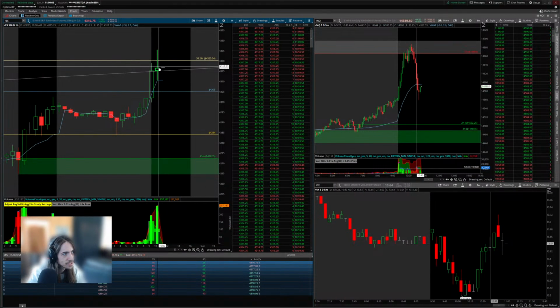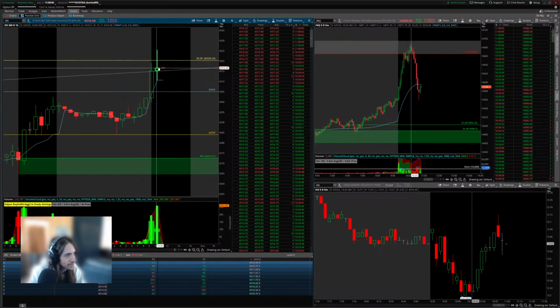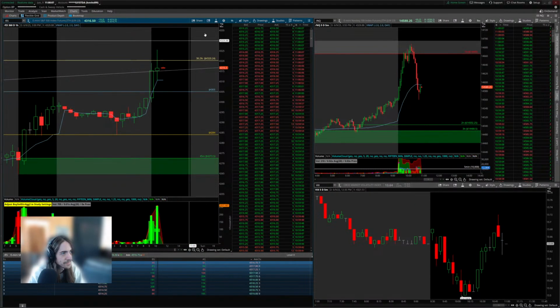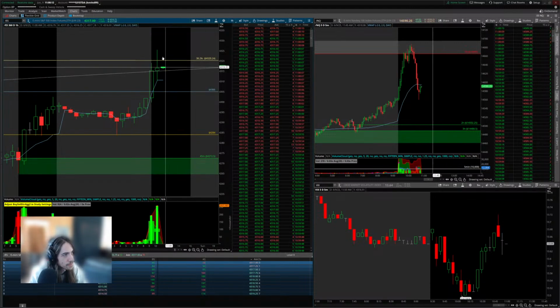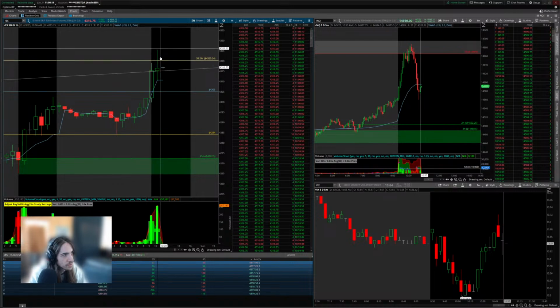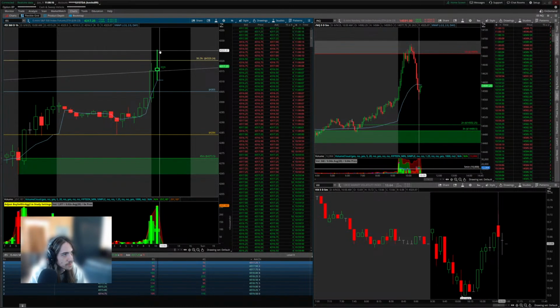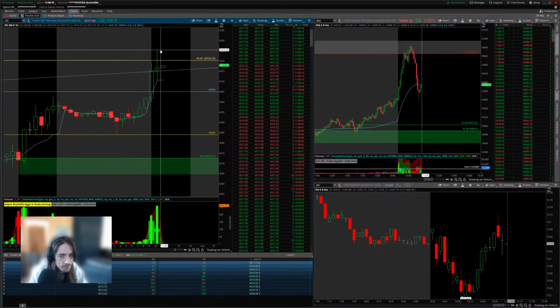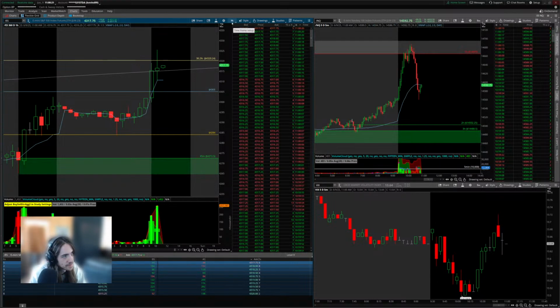Alright, we got that hourly close, guys. That's a perfect basing candle for a sell-off. Really, really clean. You enter here, you put your stop here. Or you enter anywhere over here, put your stop here. Remember, the higher we go, the closer to the stop, the better the entry. But again, we could continue.